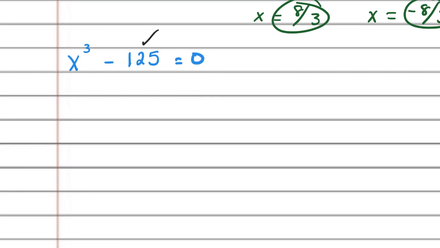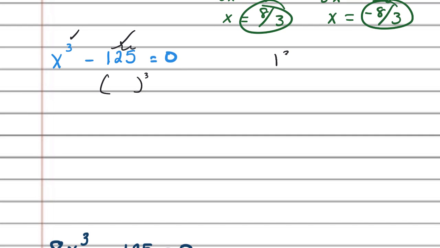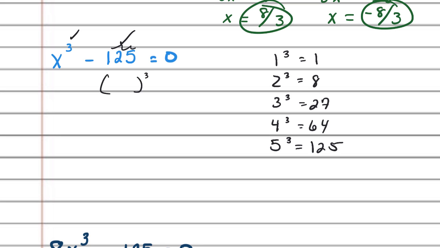Now, this thing right here, we can see we've got an x cubed there. So we're hoping that 125 is some number cubed. Now you can memorize these or just generate them really quickly, but these in particular are the numbers that we want to recognize. That's about as high as we go.